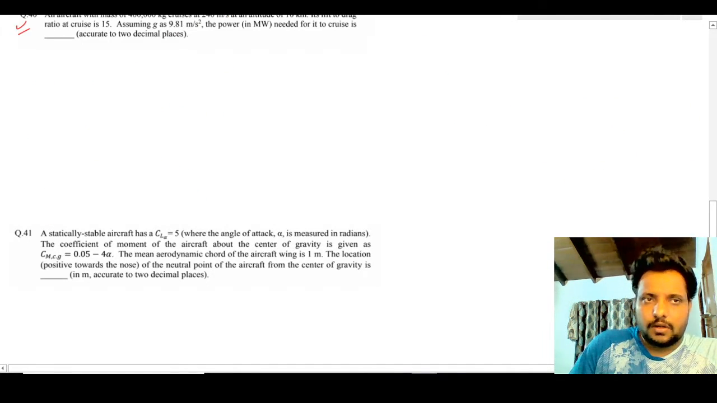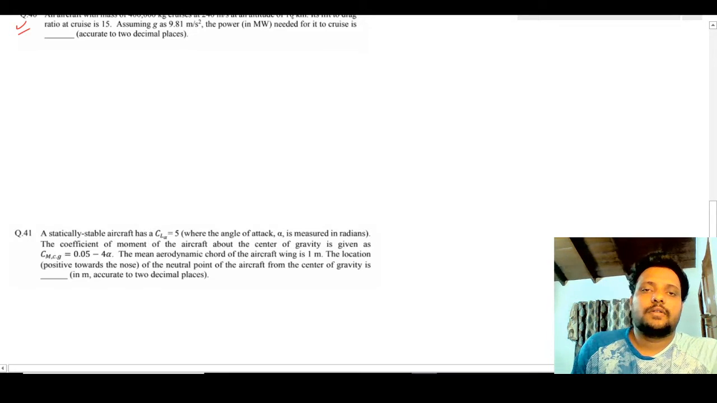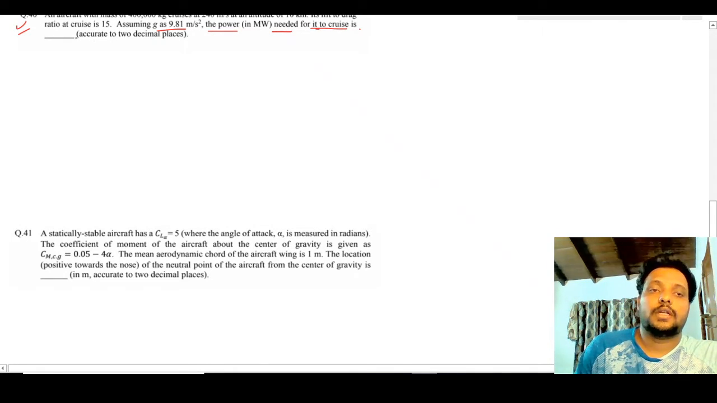Now question number 40. An aircraft with mass of 4 lakh kgs cruises at 240 meter per second at an altitude of 10 kilometers. Its lift to drag ratio is 15 for cruise condition. Assuming g as 9.81 meter per second square, what is the power needed for it to cruise?